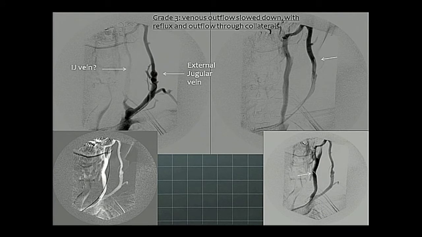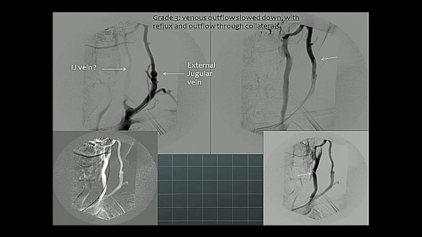Here's an example of an internal jugular vein on the left that I was having a difficult time getting into. This is an EJ. So if you see the wire bulge or take a more lateral course, you're probably in the EJ, external jugular vein rather. But you can actually take advantage of this sometimes.